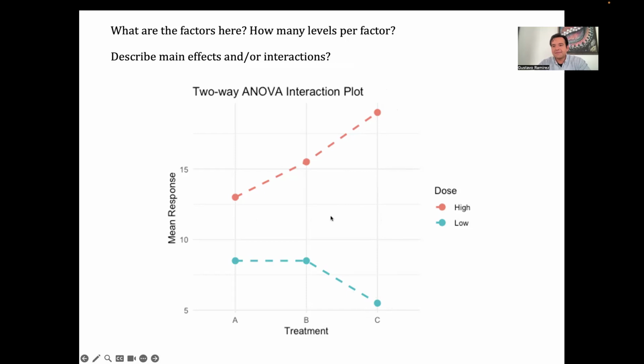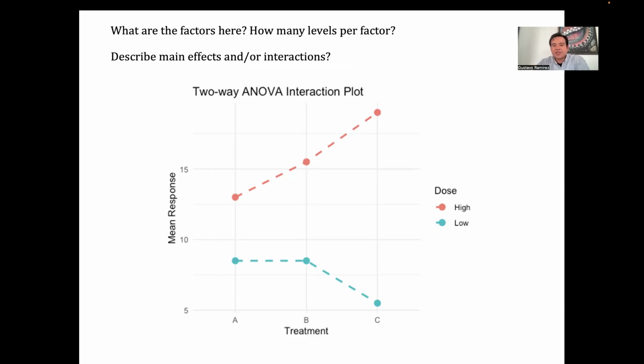I don't know if there would be a main effect for treatment, right? I'm not sure if there would be statistically significant differences in the means for each treatment level if we were ignoring dose. Okay, so that's what I'm talking about there. So that's how you would go after a main effect, one factor at a time.